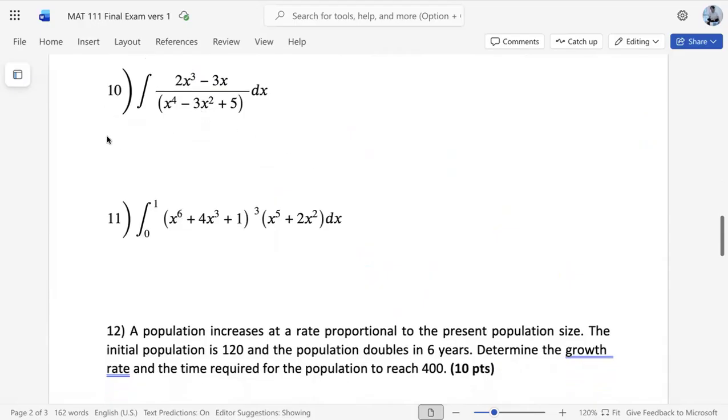Well, let's see this one. Number 10 is a rational function. So we need to use u-substitution. We let u be the denominator, x raised to 4 minus 3x squared plus 5. Then we need to find du/dx. So du equals 4x cubed minus 6x, and that's it. Remember, we have attached dx, because usually we write du/dx, but now we just multiply dx on both sides, so we can write this way.